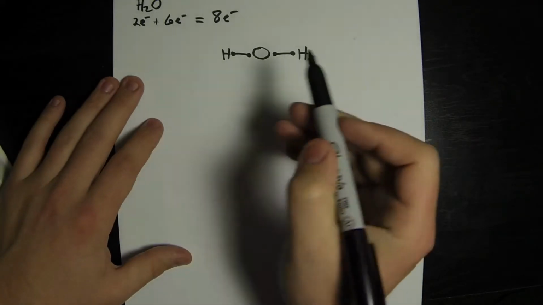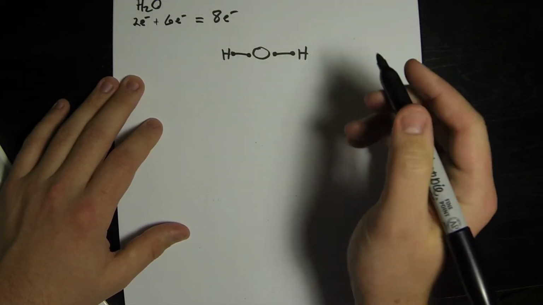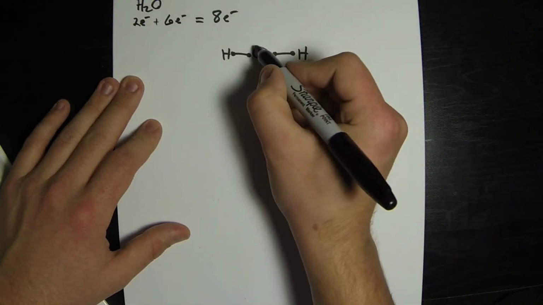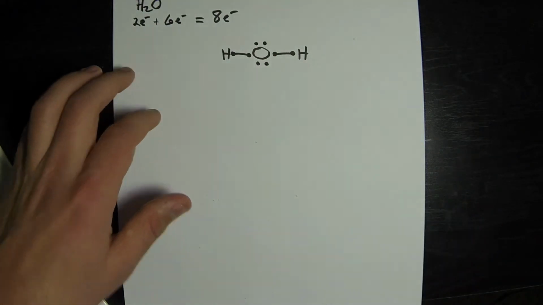Bottom line, don't ever put electrons on a hydrogen. It won't work. Not at all. So what we're going to do is put those last 4 electrons on the central atom, like this. Right? So that is our Lewis structure.